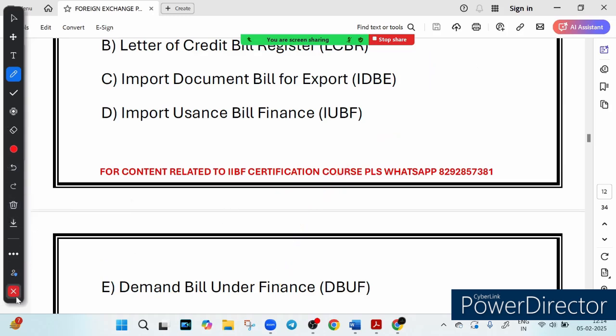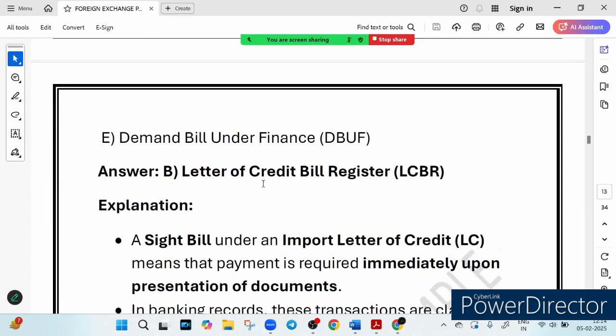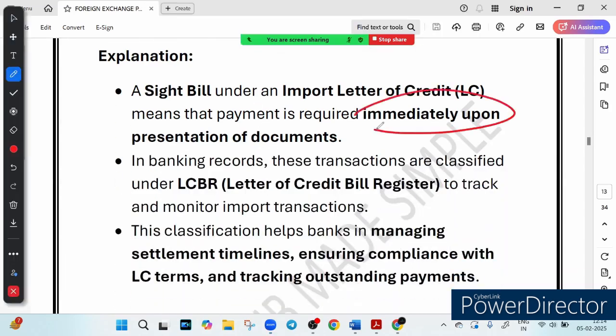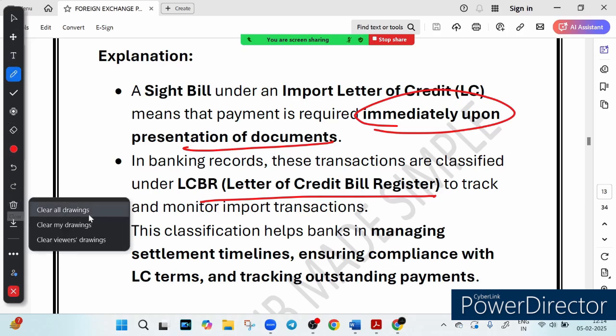We have learned that the side bill requires immediate payment upon presentation. You can see it clearly written here. It requires immediate payment upon presentation of the document, and it is recorded and tracked under the LCBR, which is the letter of credit bill register. You must know it. And other options like acceptance and endorsement, import usance bill finance, and demand bill under finance do not apply to the side bill because they either involve time based payment or financing. I hope this makes your concept crystal clear now.